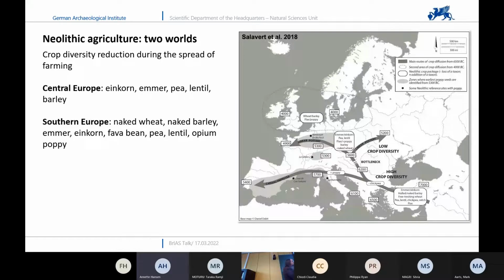So in the Balkans, they very quickly lose most of the pulses and naked wheat. And they basically stay with einkorn, emmer, and pea. Those are the most important crops, barley as well. While in the Mediterranean, they keep naked wheat, naked barley, and some more pulses. Very interestingly, it's in this area where opium poppy starts to appear in great numbers. So it's our proposal that it was domesticated in this area.